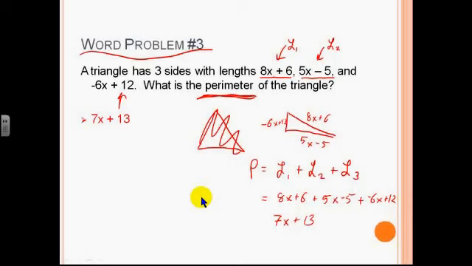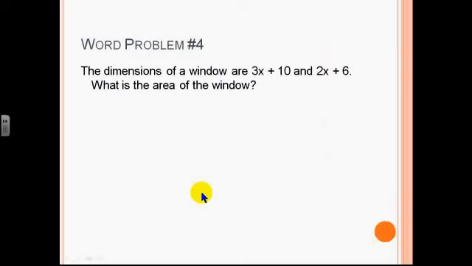Okay, let's go to the next one. So this problem, the dimensions of a window. We're given these dimensions. What is the area? Well, you have to think of a window. From my common knowledge, what kind of shape is a window? I'm going to assume it's a rectangle, and we'll put 3x plus 10 here, 2x plus 6 here.